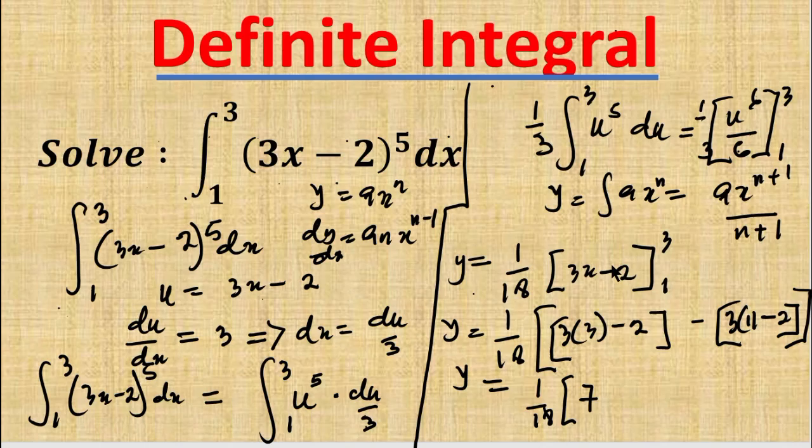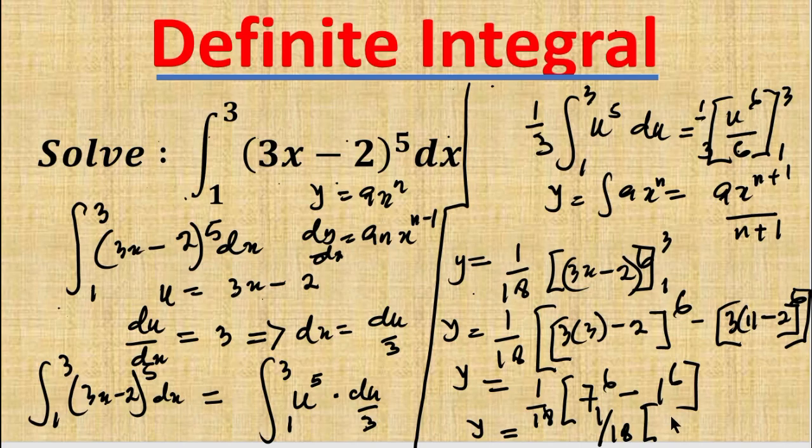Oh, I omitted something very important. My 3 minus 2 here is raised to power 6. Please don't forget that. So this is raised to power 6, and this also is raised to power 6. So that this will be 7 raised to power 6 minus 1 raised to power 6. So that my y now will be equal to 1 all over 18 into 7 raised to power 6.